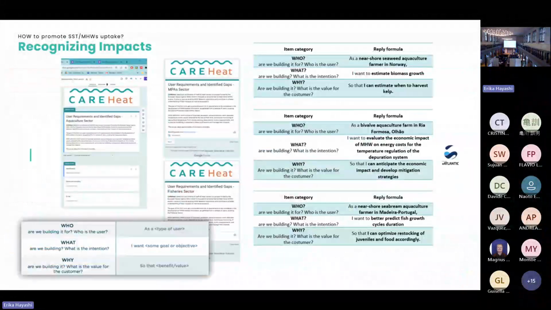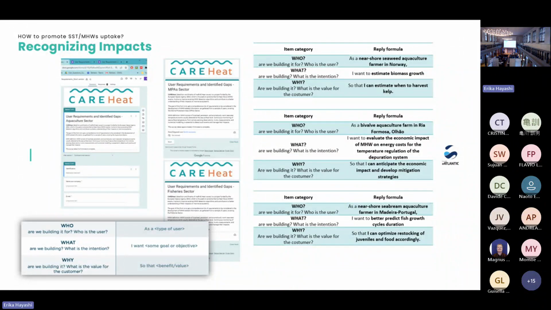One of the things that we wanted to do before we proceed to the statistical analysis is to collect user stories. User stories are usually done by software developers, and they are very simple sentences depicting the who, the what, and the why. The idea was to go to these aquaculture farmers and marine protected areas, and ask them why they want sea surface temperature, why they want the CareHeat marine heat wave atlases, and how they can use them. I mean, not only the why, but the how.